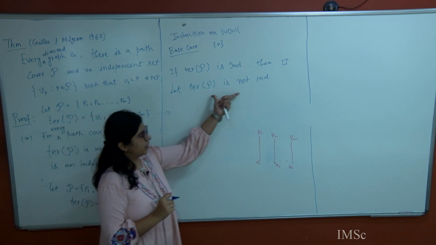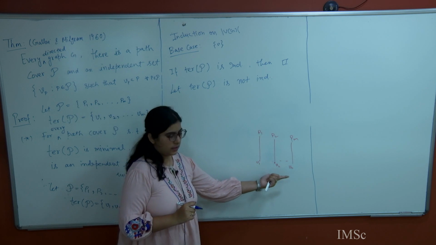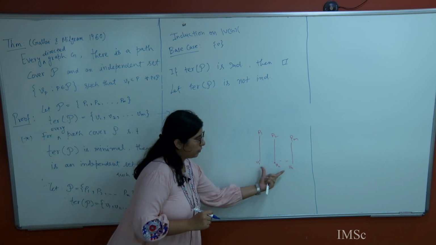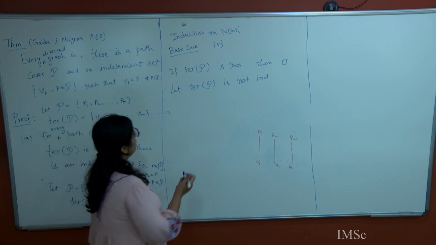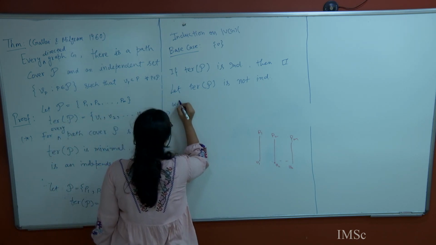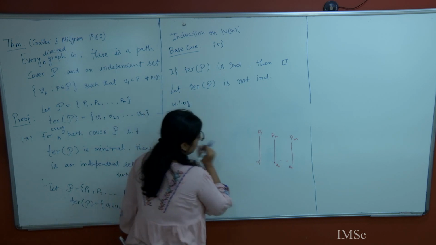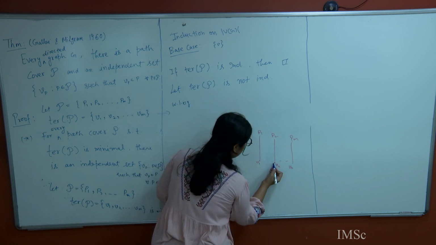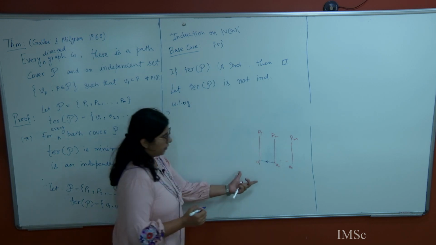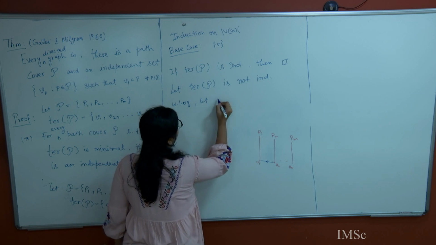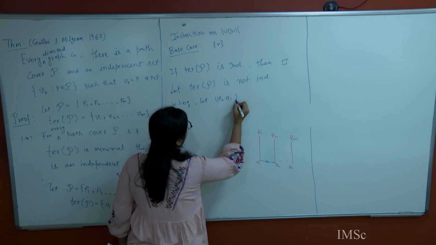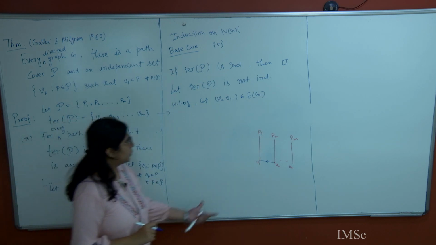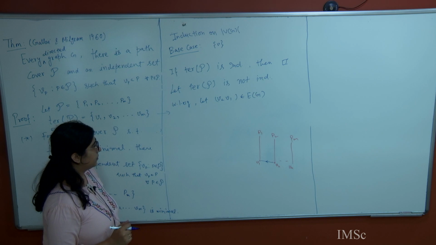That means there is some edge among the terminals of these paths, right? So without loss of generality, let's assume we have an edge between P2 and P1. So we have this edge, V2 to V1. So let V2V1 be an edge. Okay, this is not independent, this is an edge.